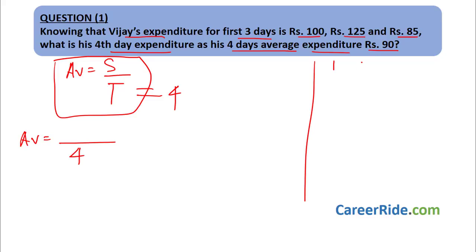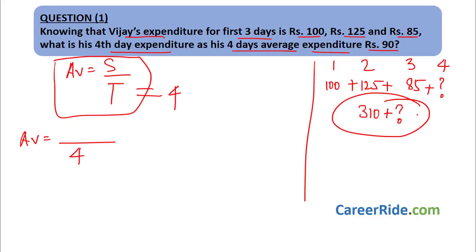Now the first day, second day, third day and fourth day. First day Vijay spends 100 rupees, second day Vijay spends 125 rupees, third day Vijay spends 85 rupees, fourth day we do not know. So what is the sum of all these? This is 225 plus 85, that would be 310 plus question mark. This is the sum, right? So let's have 310 plus question mark.